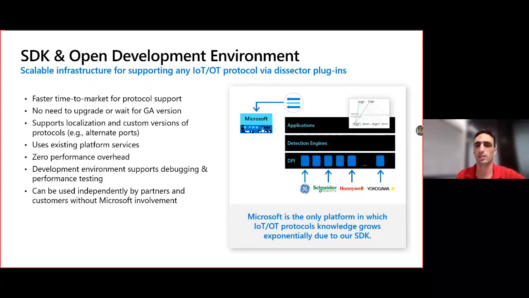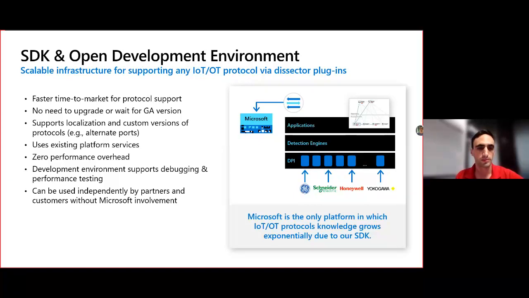If you need to support a custom version of a certain protocol, for example, if in your environment you're using a different port than what is standard, then in a normal situation, without this possibility, most sensors wouldn't be able to recognize the protocol because it's a different port. In our case, you can just change the port with the ODE, and then you'd receive all the monitoring value and the security value.